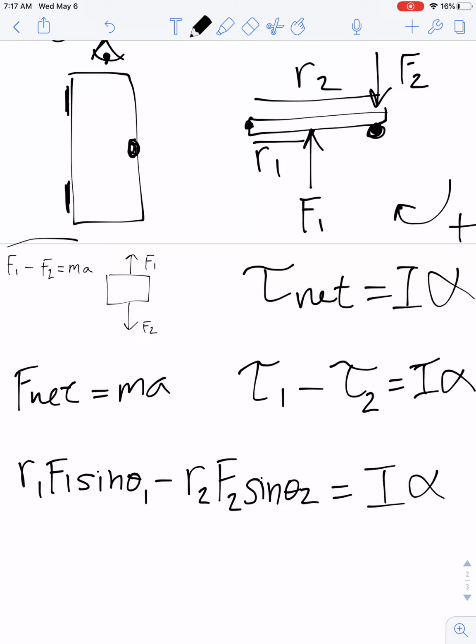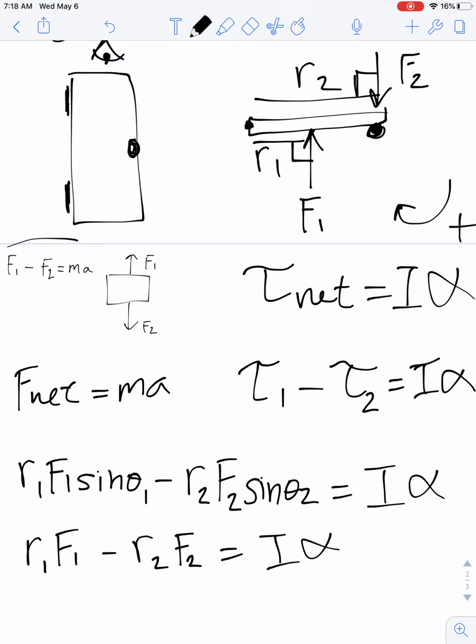Now, I'll do a quick reminder here that our angle is the angle between R and F. So for this problem, it's actually easy to see that that angle right there is 90 degrees, and this angle up here is also 90 degrees. And this means that the sine of 90 degrees is 1. So basically the sine functions in this equation disappear because we're just multiplying by 1. So I'll have R1 F1 times 1 minus R2 F2 times 1 equals I alpha.